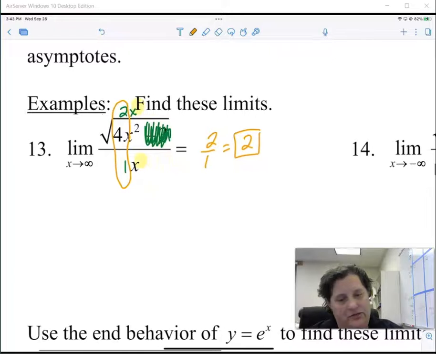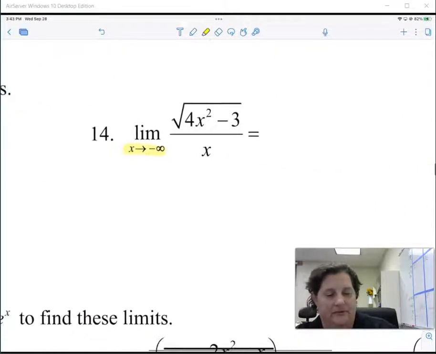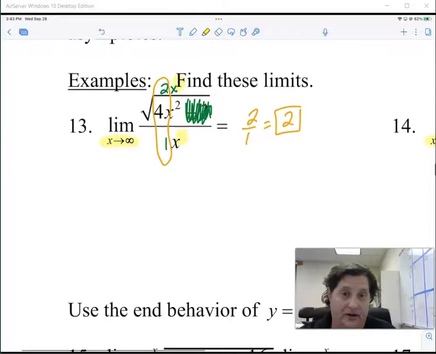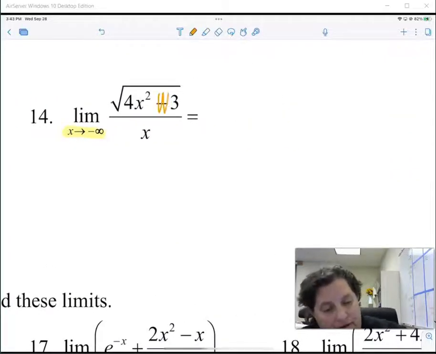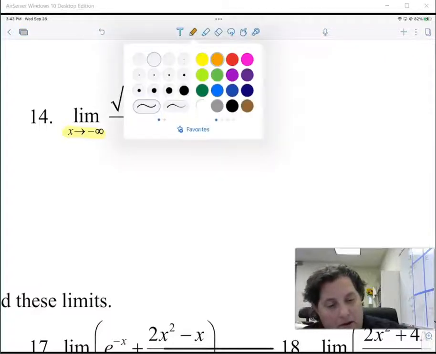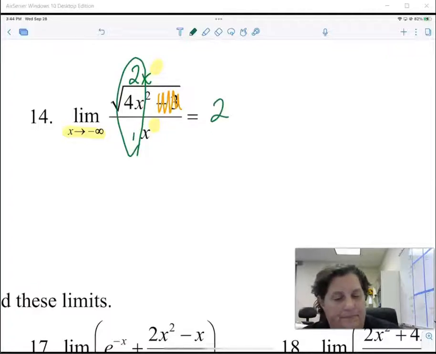Now, here's the issue. We were plugging in right there a negative infinity, but something interesting happens when we were plugging in a positive infinity. Something interesting happens when we plug in a negative infinity, okay? So I get rid of that, all right? I know that the square root of 4x squared is 2x. Same degree on the top and bottom, so it's 2 over 1, so it's 2.